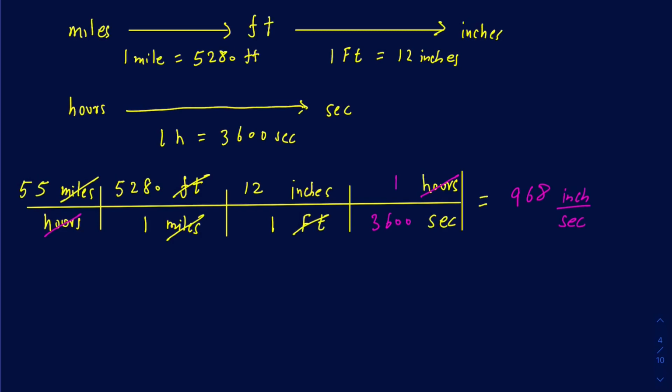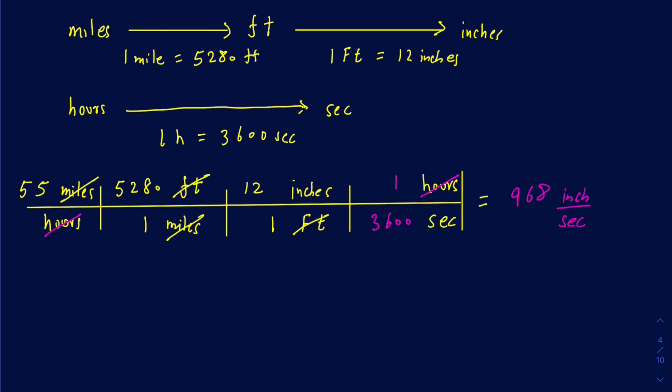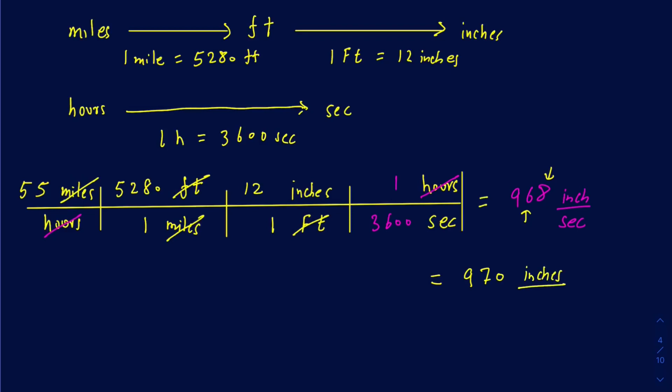Well, if I go back, 55 has only two sig figs. So if I want to change 968 to 2 sig figs, how much would that be? Well, 6 is the last digit we want to keep, and the first digit that we are dropping is 8, which is more than 5, so that's going to be 970 inches per second. So that's going to be your final answer in this particular case. All right, so if you have any questions on any of these concepts, do let me know.